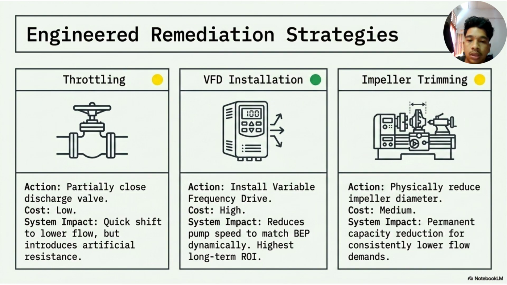The next one is VFD installation. We install a variable frequency drive. The cost is very high. The system impact is to reduce pump speed to match BEP dynamically, with the highest long-term ROI. The next one is impeller trimming. The action is to physically reduce the impeller diameter. The cost is medium, but the system impact is a permanent capacity reduction for consistently lower flow demands.